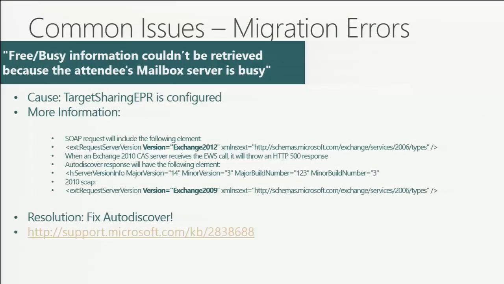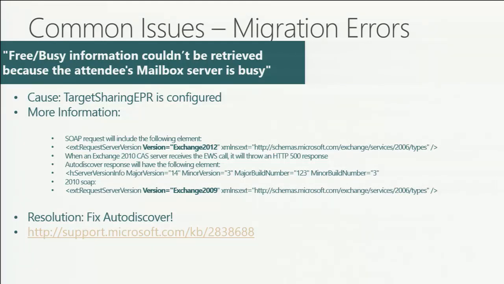Another issue that is not really an issue anymore: FreeBusy information couldn't be retrieved. We used to have an issue where from Wave 15 to 2010 on-prem, if you set the target sharing EPR, which is a value that we have so that you don't have to rely on auto-discover. So you could say, whenever you're doing a FreeBusy request, I want you to use this target sharing EPR. You'd set it in the org relationship so that we would use a specific EWS endpoint. If you had a 2010 server on-prem as your hybrid server, FreeBusy requests from cloud to on-prem would fail if you set the target sharing EPR.